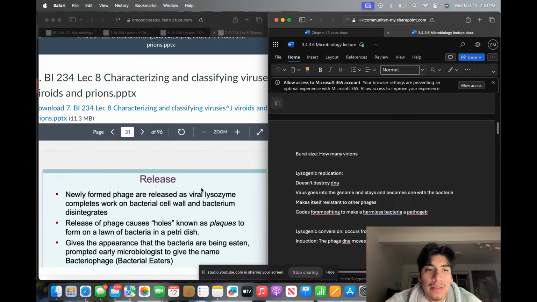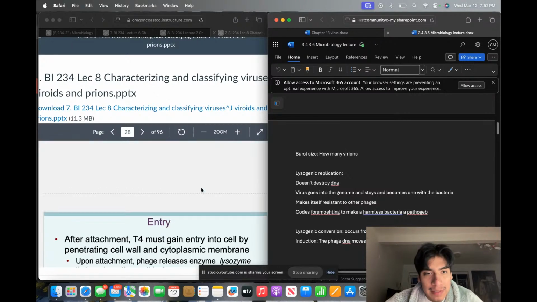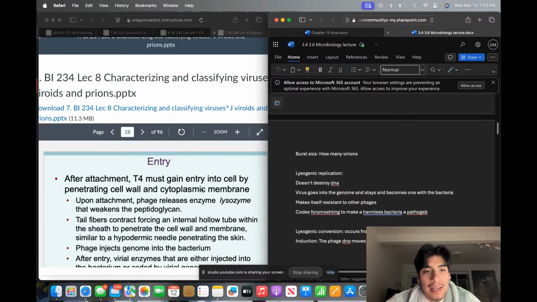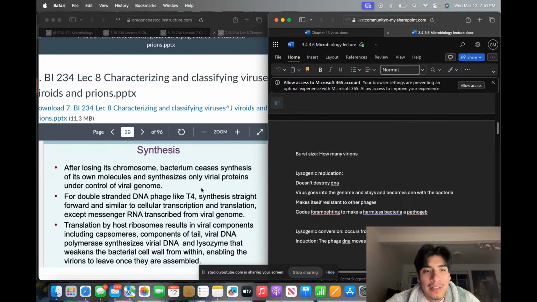All right, so we're just going to go over this really quick. Entry: it's going to attach, then it's going to enter, using lysozymes. Synthesis: after entering, the phage ceases synthesis of its own host molecules and synthesizes only viruses. A part of this I haven't spoken about yet is how viruses destroy the bacterial DNA at first. They destroy it so that it can replace all that information with itself. So in synthesis, everything stops except viral replication.